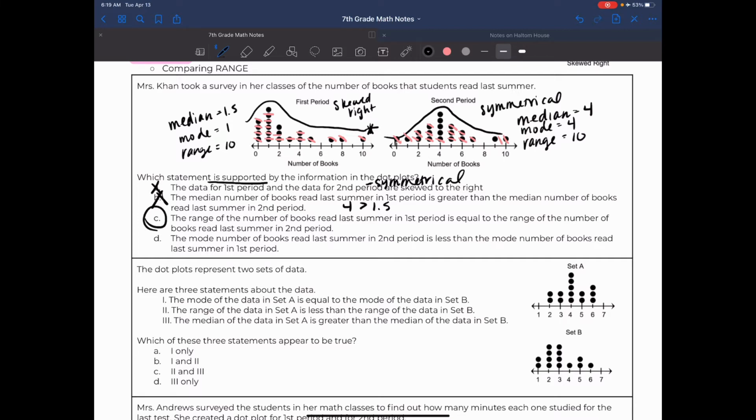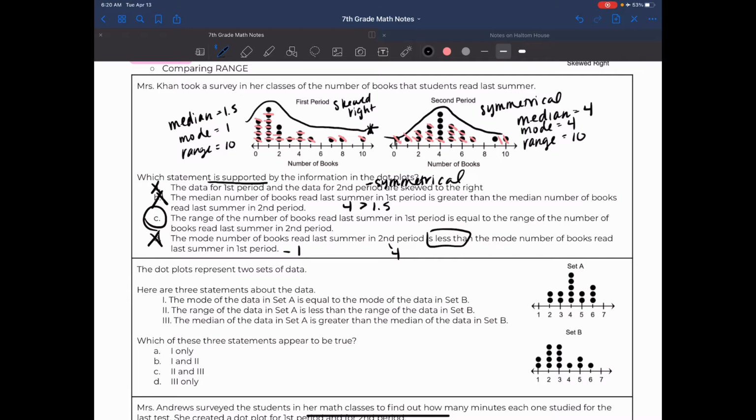And then let's disprove D just to make sure that we know C is our answer, because we know on the star we need to make sure that we are fully confident in our answers, which means we need to invalidate all the other answers. Answer choice D says the mode number of books read last summer in second period is less than the mode number of books read last summer in first period. And we know it is more than, because we already observed that the mode is 4 for second period, and in first period it is 1. So I know D can't be my answer. So C has to be the answer.